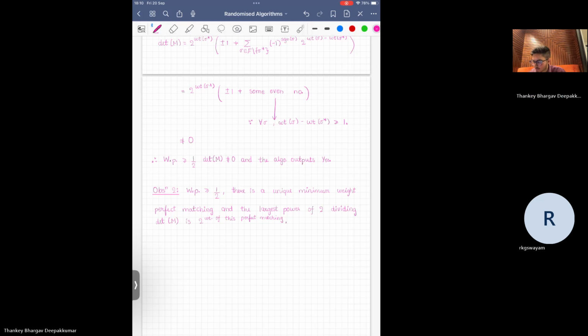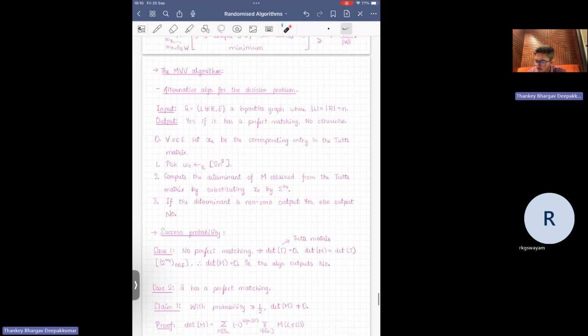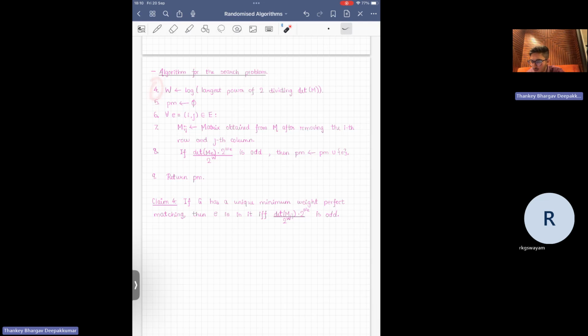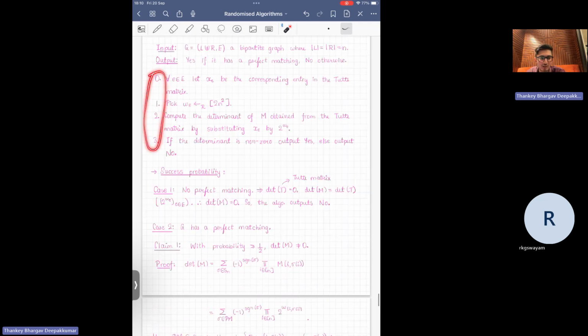Okay. So the algorithm is as follows. The first 3 steps are the same as before, so I start from step 4, because steps 0 to 3 are the same as the ones over here. What we have done is we have picked random WEs, computed the determinant of M, and checked whether it's 0 or not.